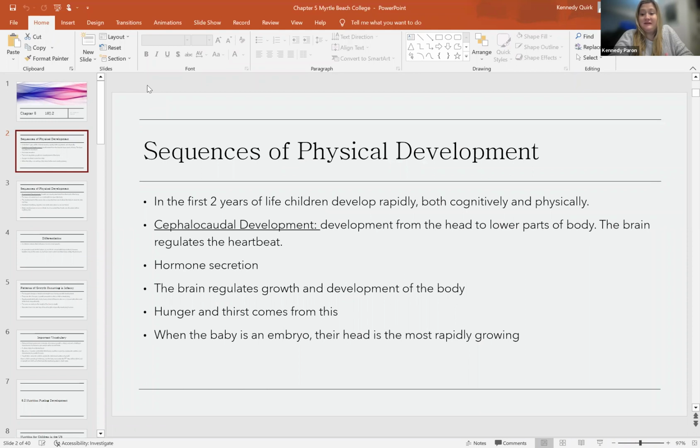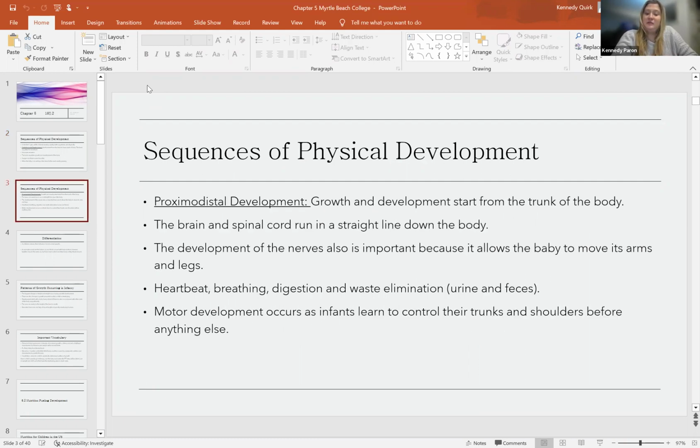The brain regulates the heartbeat. We'll also talk about hormone secretion. The brain regulates both growth and development of the growing body. Hunger and thirst come from this as well. And when a baby is an embryo, their head is the most rapidly growing item in their body.